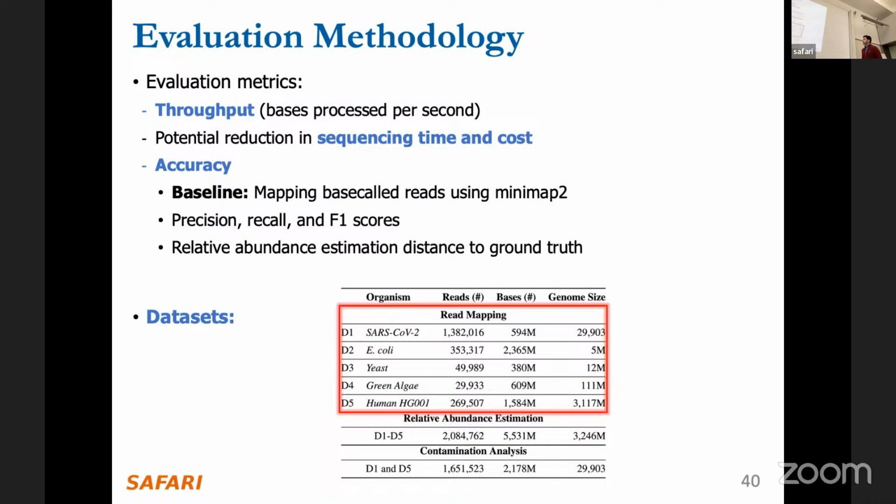And then we use various data sets, from a very small viral genome of COVID, up to a human genome of size 3 billion bases. We also have relative abundance estimation, which uses a mock community constructed by combining all of these data sets, and the contamination analysis contains a sample from a COVID and a human genome.